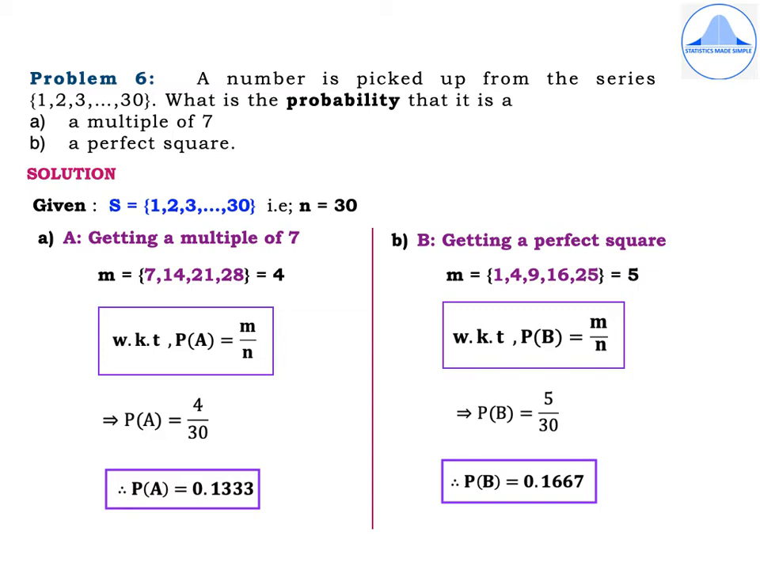But if you take 6 and square it, you get 36, which does not belong to the sample space. Therefore, the outcomes which are favorable to event B are M is equal to 1, 4, 9, 16 and 25. So the total number of favorable outcomes for event B is 5. Then write the formula. We know that P of B is M by N, which implies P of B is 5 by 30. Therefore, P of B is 0.1667.